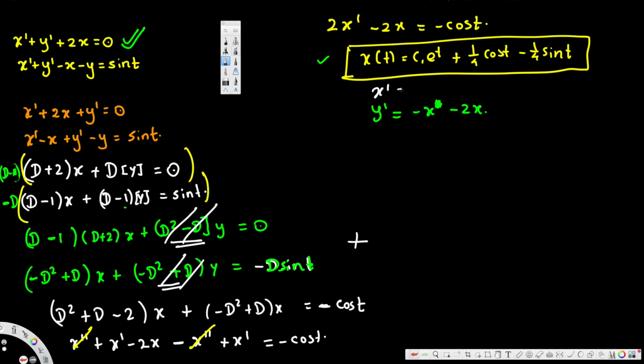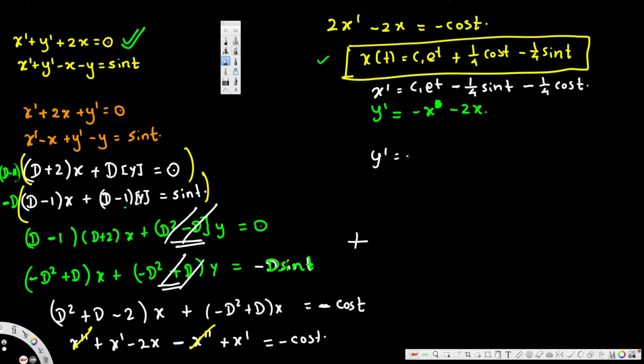X prime is going to be, if you take the derivative of c1 e power t, that's just c1 e power t. And if you take the derivative of cos t, that's going to be minus sin t. So minus 1 over 4 sin t. And the derivative of sin t is just cos t. So 1 over 4 cos t. Okay, now let's go ahead and plug it in this equation.